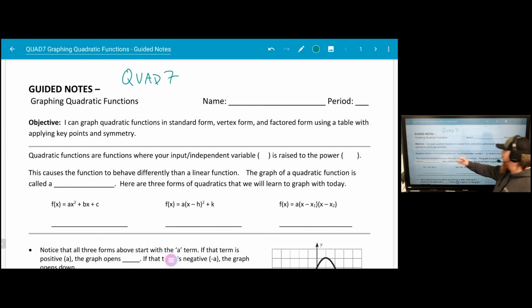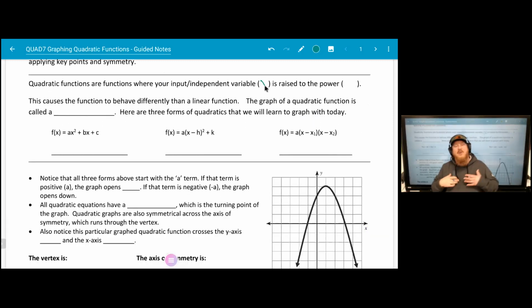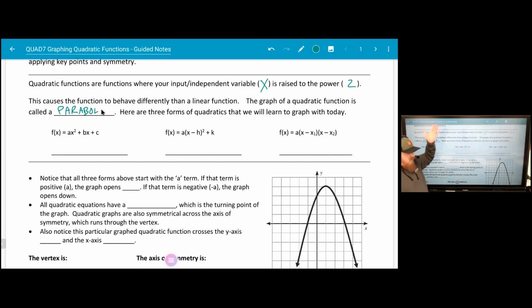So what we start with here is quadratic functions are the functions where your input or your independent variable, which is generally what we call x, it doesn't have to be x, but we generally call it x, is raised to the power 2. So it's something that's squared, okay? It's different than a linear function. We end up with kind of like a U-shaped thing most of the time. In this case, we do. We say that shape is called a parabola.